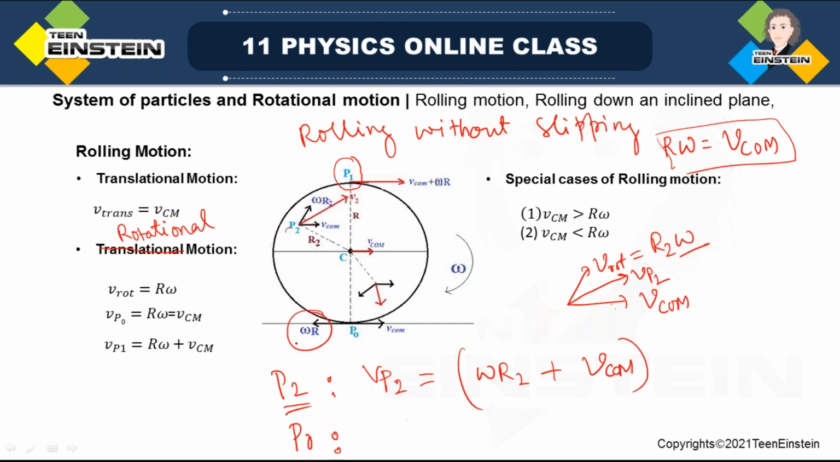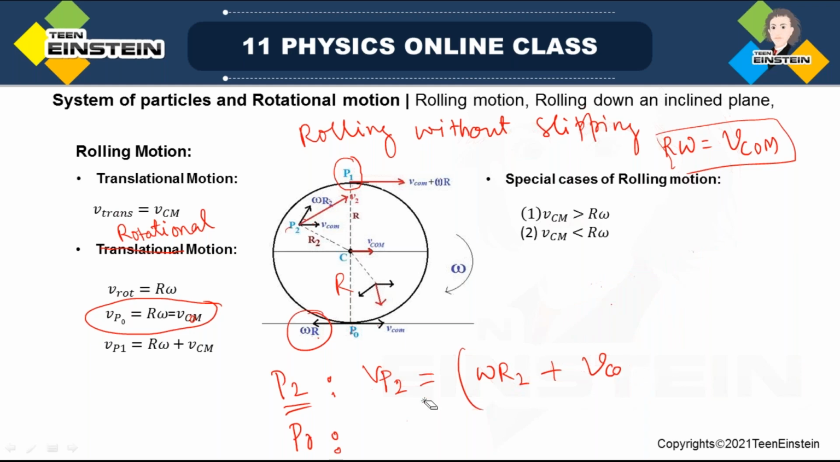R omega is in this direction, as you can see here. Why R? Because this is the radius of the disk. This is the VCM, which is in the forward direction, and this is in the backward direction. They are equal in magnitude. So this is the condition for rolling without slipping.